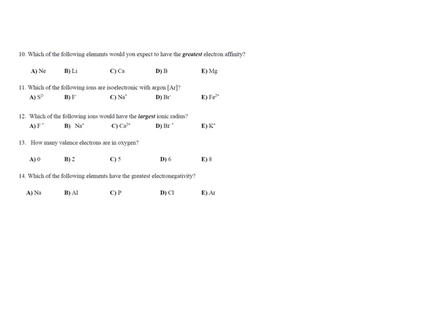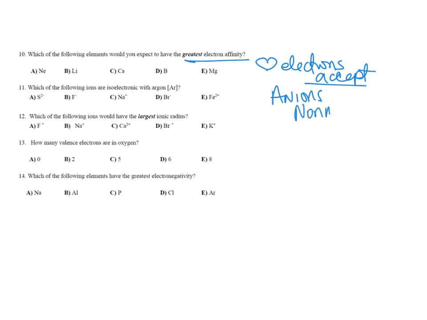All right, which of the following elements would you expect to have the greatest electron affinity? I told you there were about 4 trends that I'm going to ask you about. Electron affinity is a love for electrons. These elements want to accept electrons, and the elements that accept electrons are going to form anions. So you're looking at pretty much your nonmetals. On the periodic table, it's up here in the upper right-hand corner.